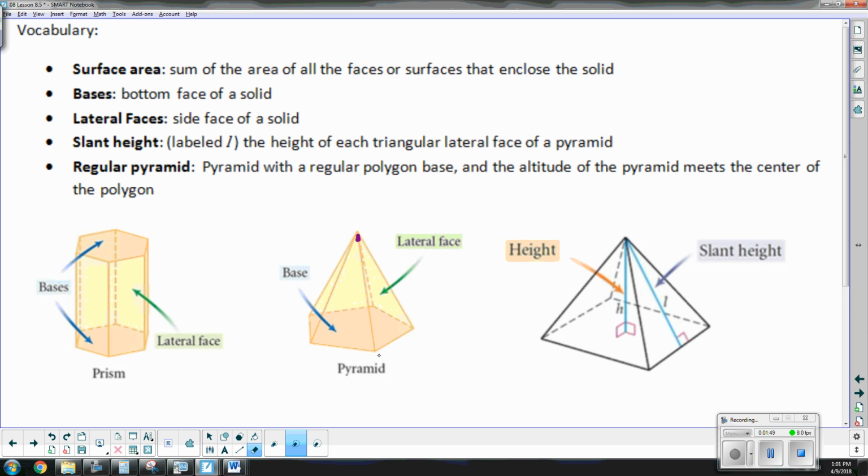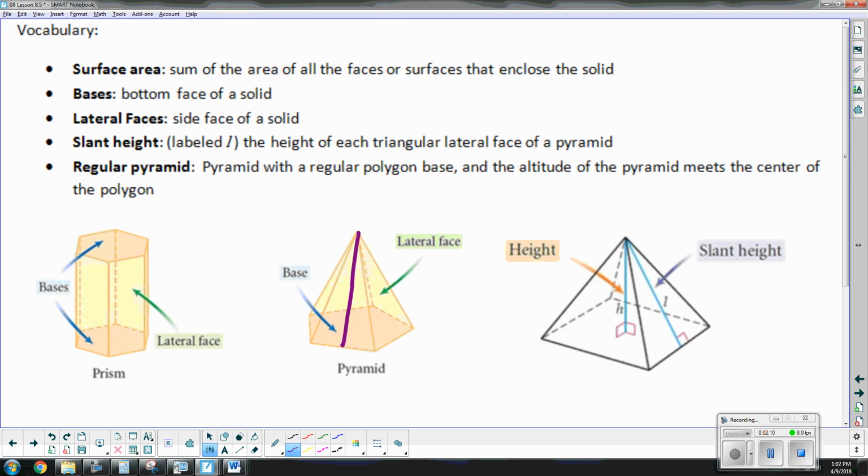The slant height is not the height of the solid, but it deals with pyramids or cones. The slant height goes from the tip to the perpendicular to the edge of the base.